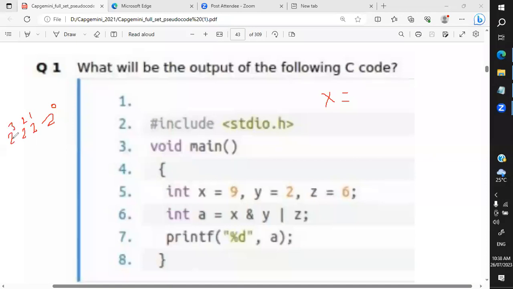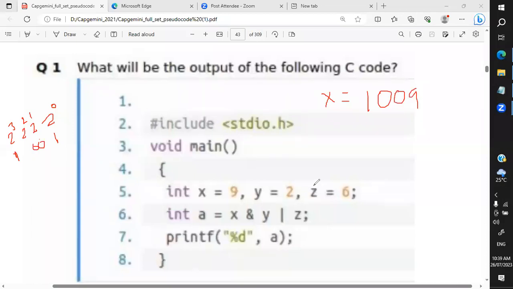If I use 2 power 3, it is 8. Then the other values are 2 and 1. Sorry, this is 2, this is 1. So I should take 1001, if I am not wrong. That's the binary representation of 9. I hope you know how to calculate it. It's the binary representation of x.